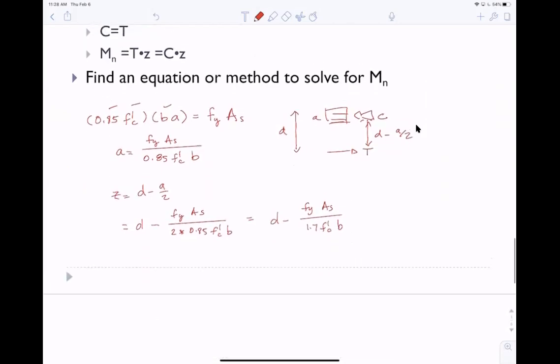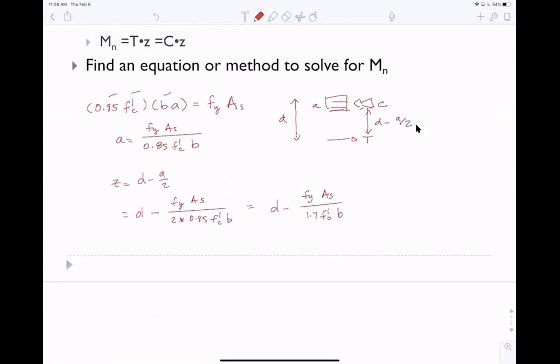Okay, and then finally Mn is, I'm going to use T times z. T was Fy As, times z, d minus Fy As all divided by 1.7 f'c b. And there you go. That's an equation you can put into Excel for Mn.